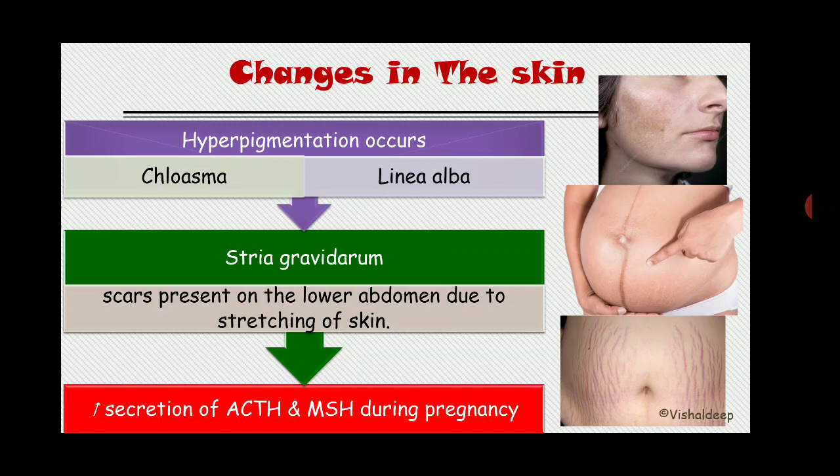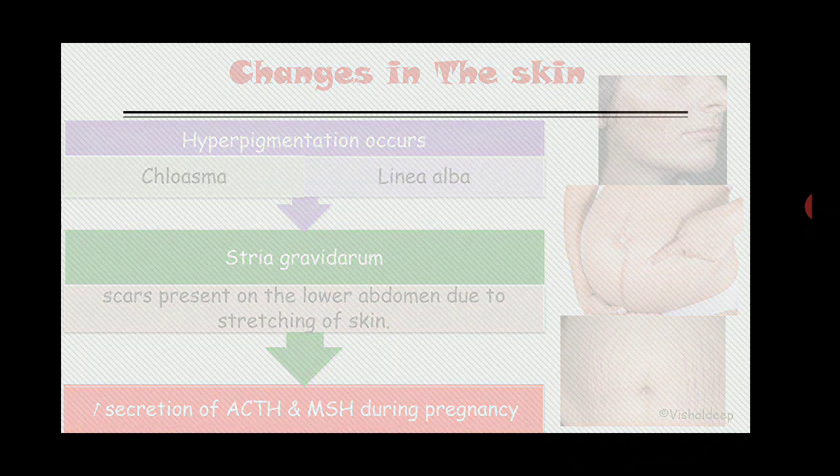Increased secretion of ACTH and MSH during pregnancy is basically responsible for the hyperpigmentation that appears over the skin. Alright, that's it for today's lecture. In the next lecture, we are going to discuss the fetoplacental unit.